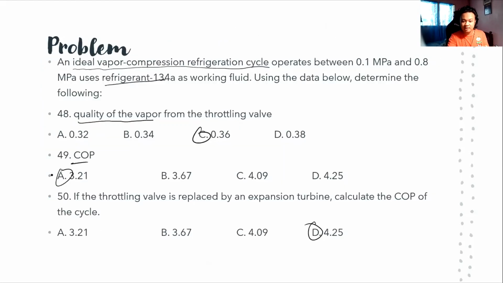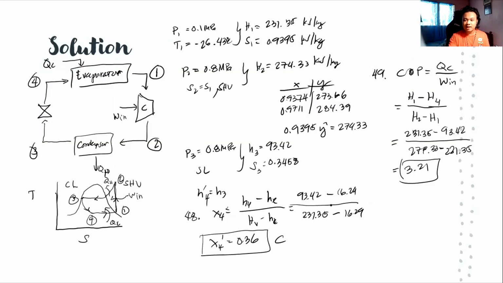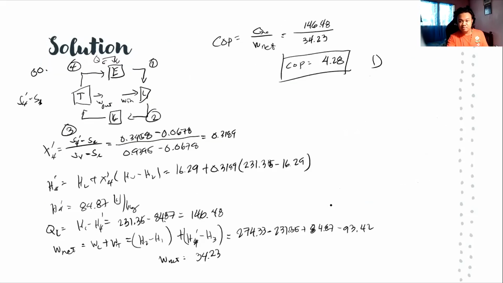As you can see, the COP gets larger, or it's better, if you use an expansion turbine instead of a throttling valve. Okay, so that ends our lesson for this time. I hope this has helped you in your study.